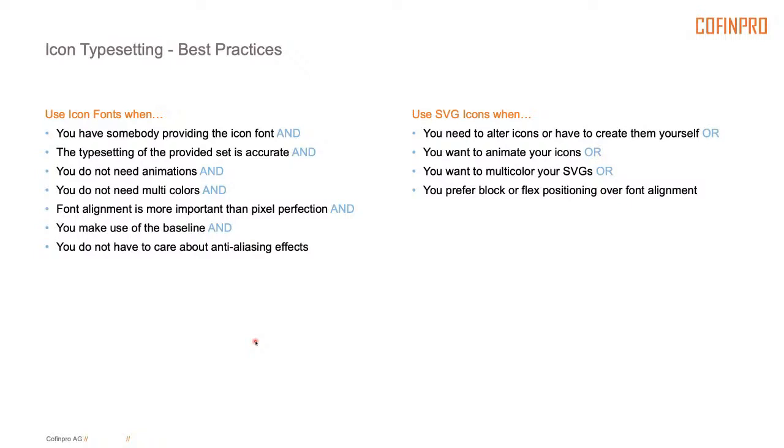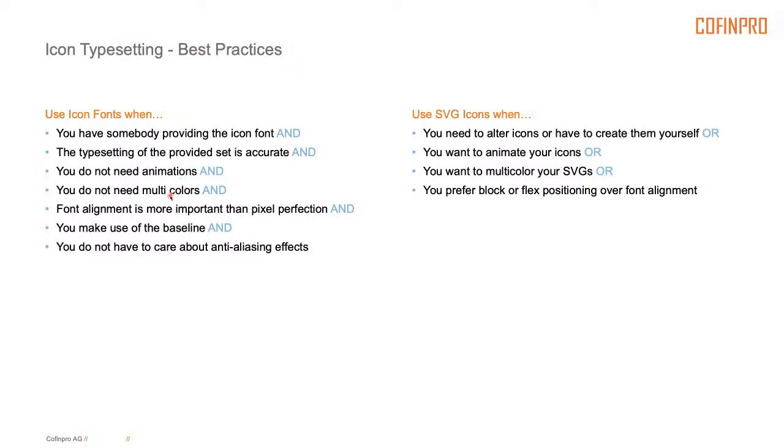I think you can use them if you have somebody providing the icon font who knows what he or she is doing, so that the typesetting of the provided set is accurate. So you do not have icons in the set that are hanging on top of the bounding box, or on the bottom, to the left, to the right, and so on. Also, if you need animations, you're lost with icon fonts.